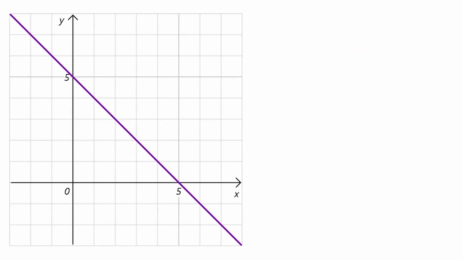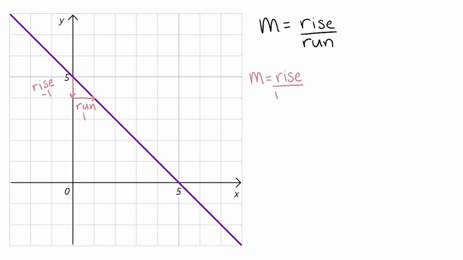Let's take another line. Our slope, when we're finding the slope from a line, is rise over run. So let's pick a point. From this point, we're going to rise down 1 unit and run to the right 1 unit. So that gives us -1 over 1, or just -1.